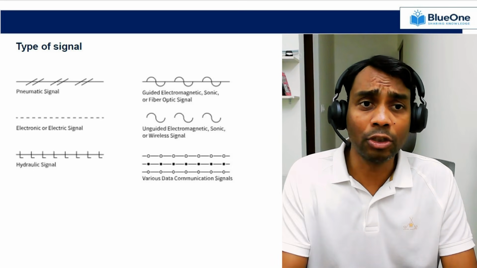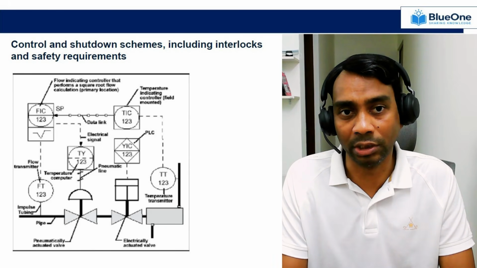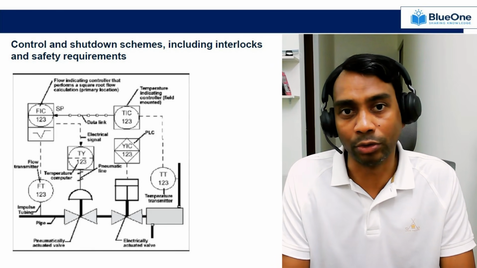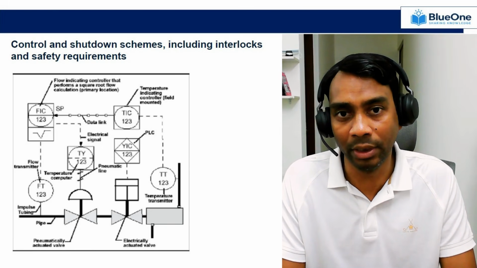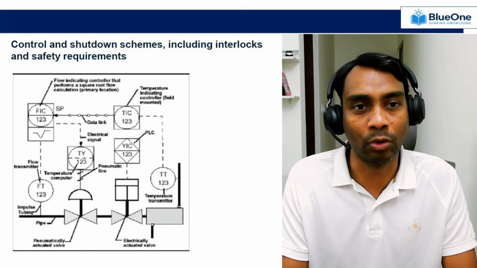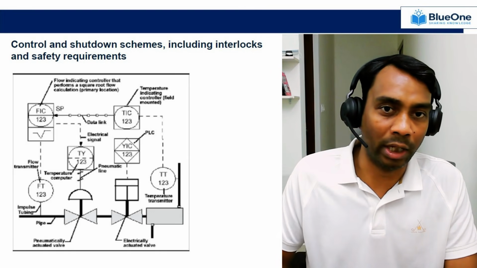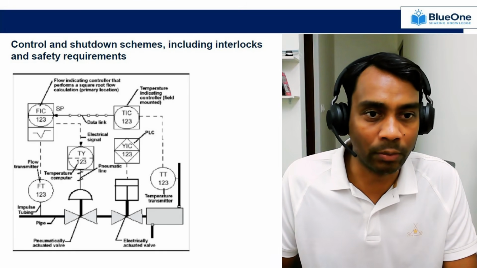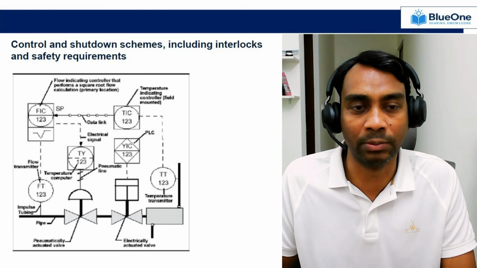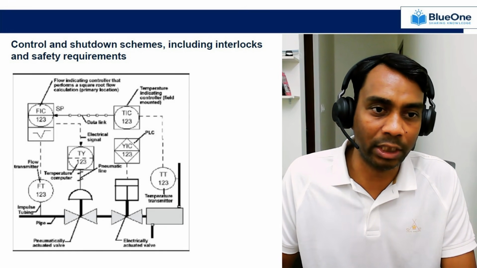So let me walk you through one of the control and shutdown schemes, which includes the interlocks as well as safety requirements, and you will see this type of closed control loop several times in your P&ID. So I thought this is a good platform to share with you how to read this particular control and shutdown scheme.